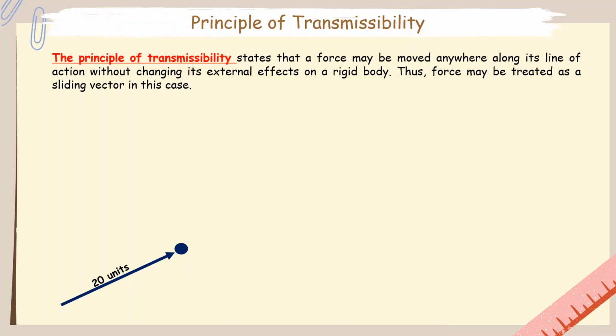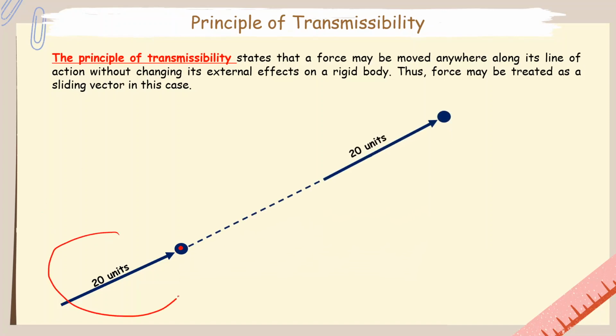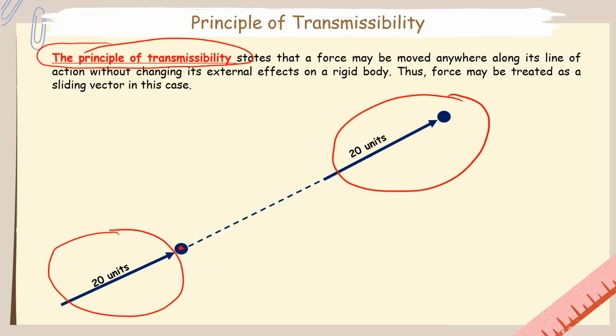Okay, example, we have this vector, right? And then, applied siya right here. And then, what if i-move mo itong vector? Dalhin mo siya dito. Okay lang, no problem at all because of principle of transmissibility. Kasi, sa kanyang pag-transfer here, nag-occur man din yan sa same line of action.